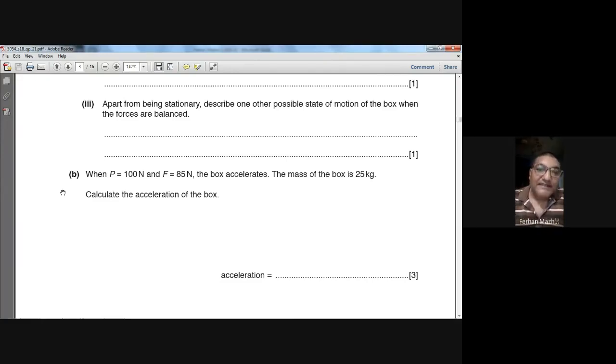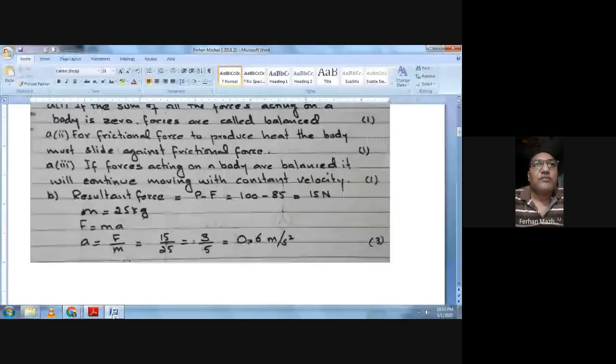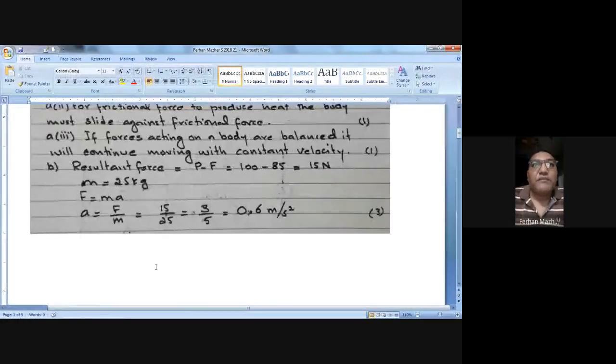If the forces are balanced and the body was moving with a certain speed, then what will happen? When the forces become balanced, the resultant force will be 0, then the body will continue moving with that constant velocity. So the second scenario is that the body will move with a constant velocity. Let me show you its written answer also. Question number 2, part A, part 3. If forces acting on a body are balanced, it will continue moving with constant velocity. It was a 1-mark part, so I hope you have understood it.